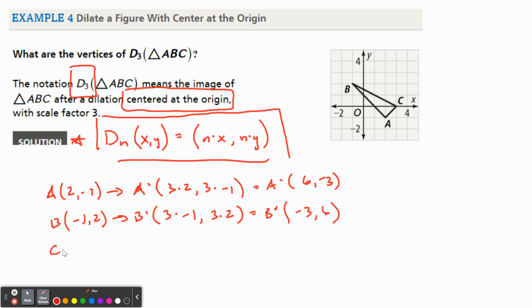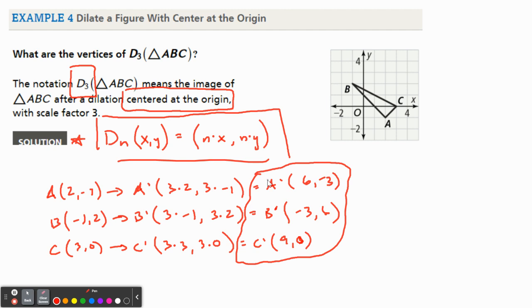And then if I take a look at C with coordinates of (3, 0) on the x-axis there, to find C prime, I'm going to take each and multiply it by 3. So 3 times 3 and 3 times 0. That gives me a C prime of (9, 0). And there are the coordinates of my new image.